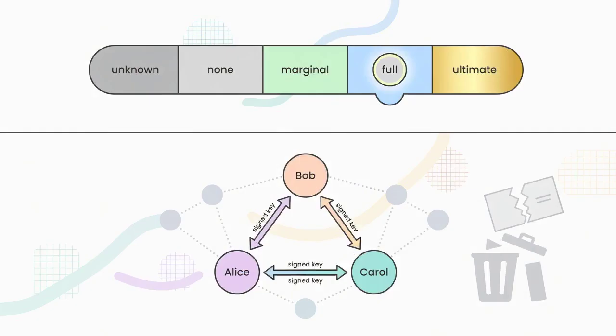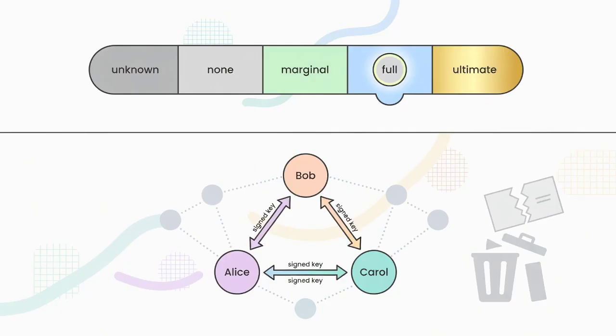Trust in OpenPGP isn't binary, it's a 5-level meter. Unknown means you've never decided. None means you explicitly distrust. Marginal means one or two signatures carry weight. Full means you trust someone's judgment completely. Ultimate is reserved for your own keys.